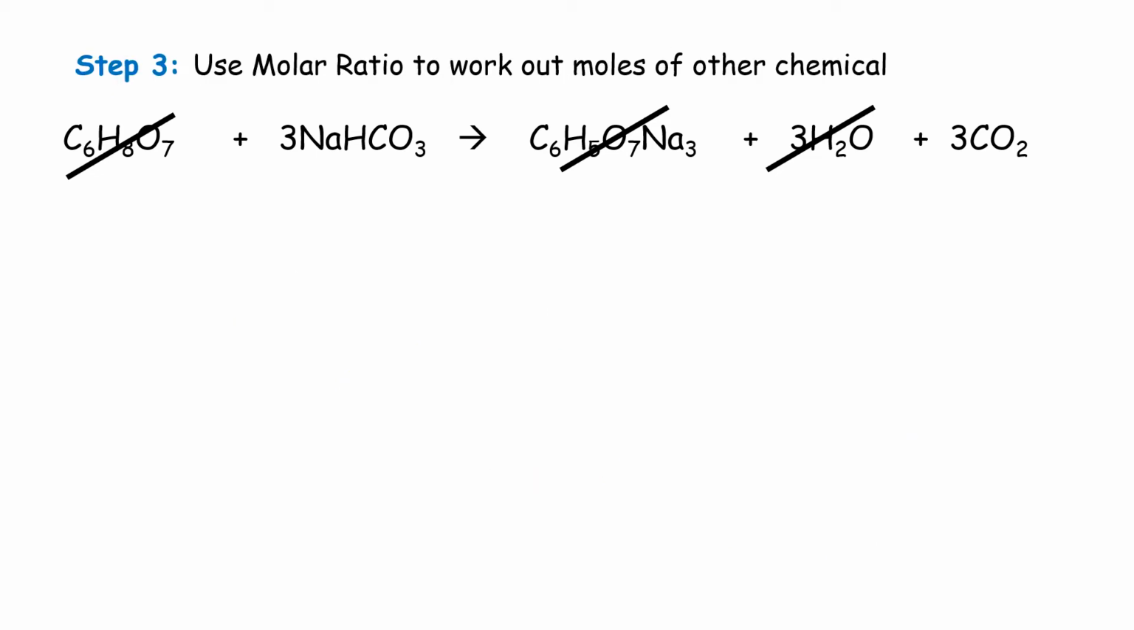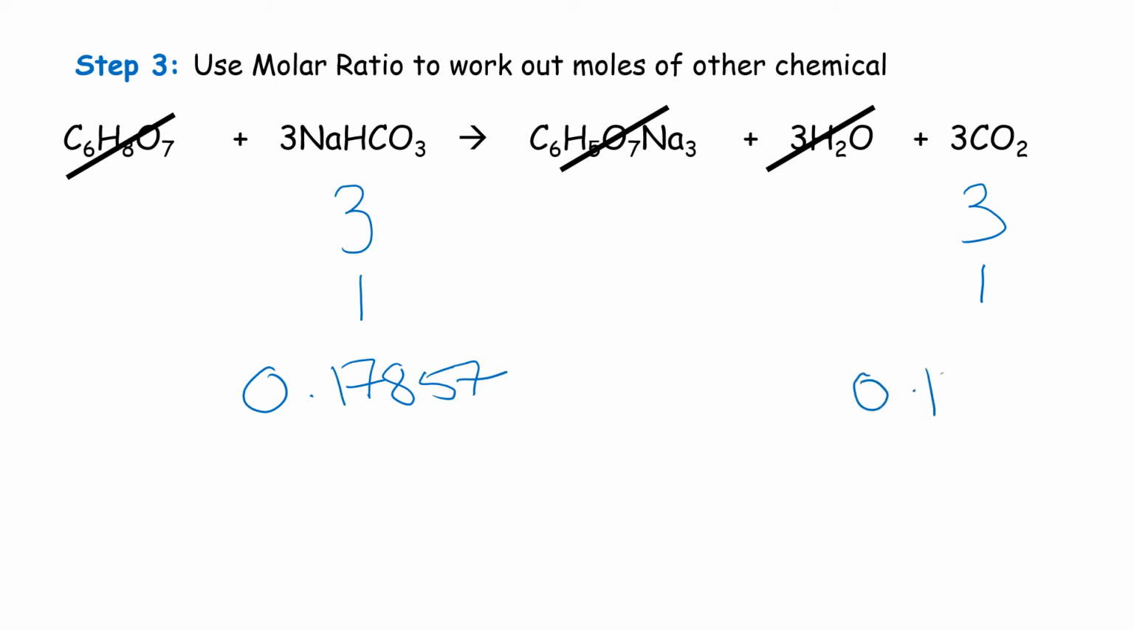Our next step, step 3, is to work out our molar ratio and then work out the moles. So from the molar ratio, we've got a 3 here and we've got a 3 here. Now that can be simplified to 1 to 1, and we had 0.17857 here, which means we'd have the same number here, 0.17857 here. So we've got that, we've done step 3.